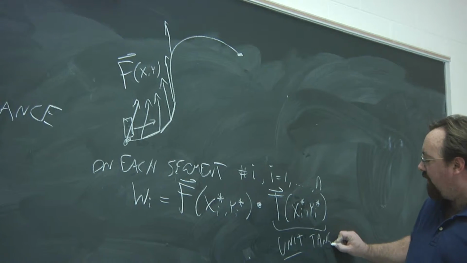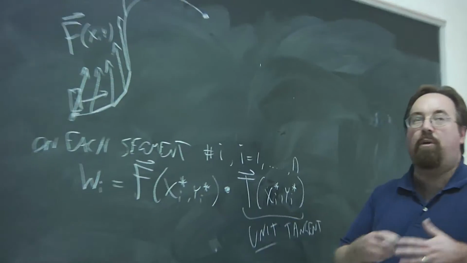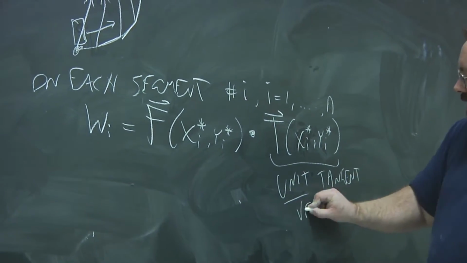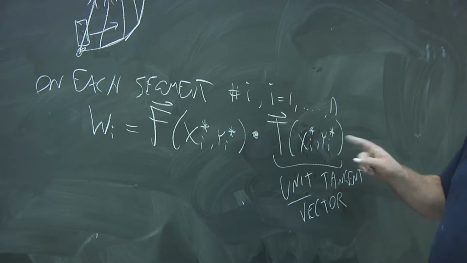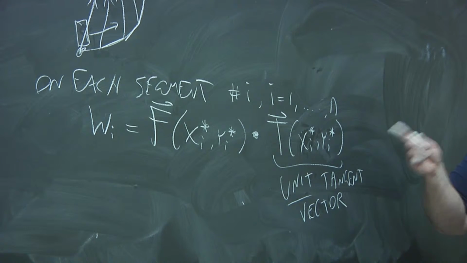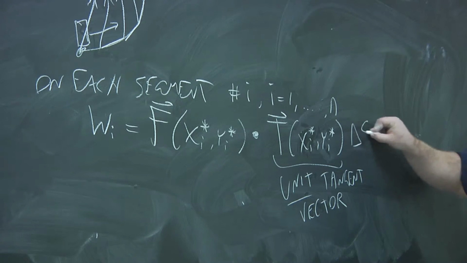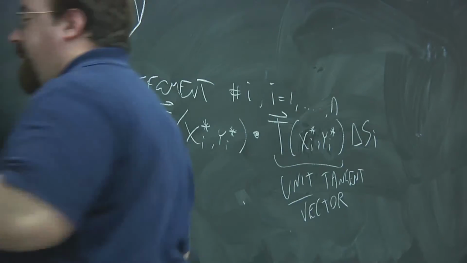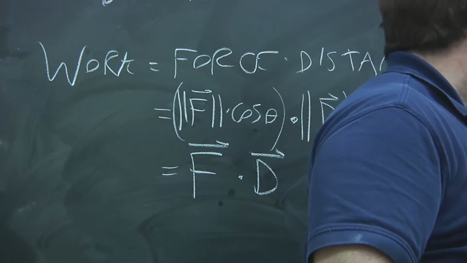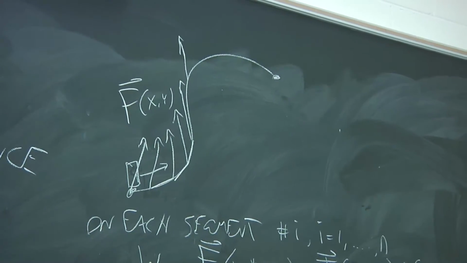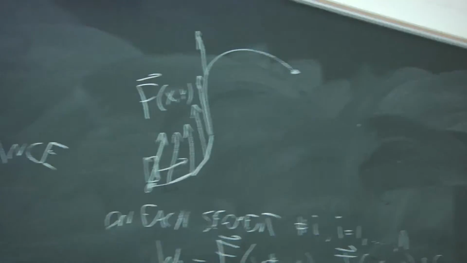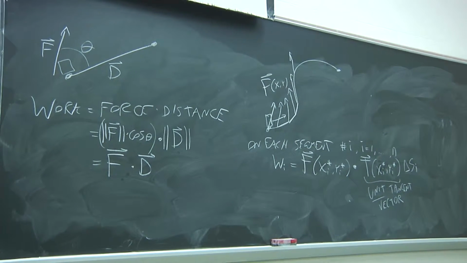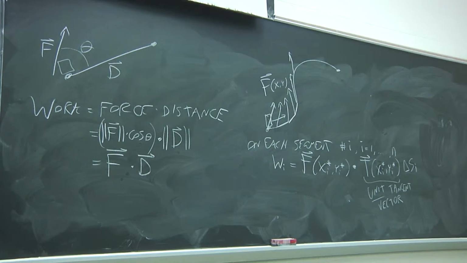And keep in mind, it's very important to say unit. So it's a normalized tangent vector. All it's conveying is the direction of the curve. That's all we're looking for. And then for the length, we fill in the length of a segment, which is the same as what we had before. So we're applying this formula for work on each segment to get the work done to move the object along that segment. Then we add all these up to get the total work, and then we let the number of segments go to infinity.